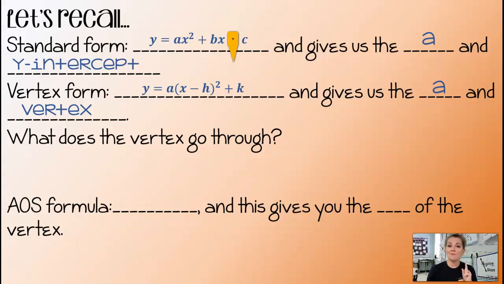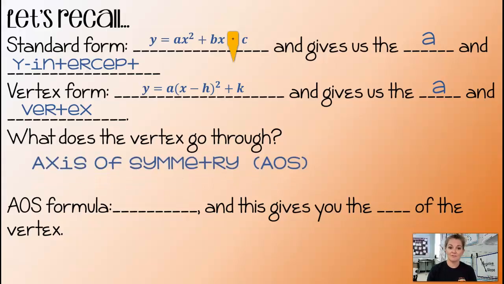But it's very important also to remember that the vertex goes through the axis of symmetry. We like to abbreviate things, call it AOS. Now, the axis of symmetry formula is opposite of b over 2a. I like to say opposite instead of negative because if my b value ends up being negative, I might get confused. So if I say opposite b, I'm always going to do the opposite of what it is. If my b was negative, I'm going to go opposite and do positive, or if my b was positive, I'm going to do opposite and go negative.